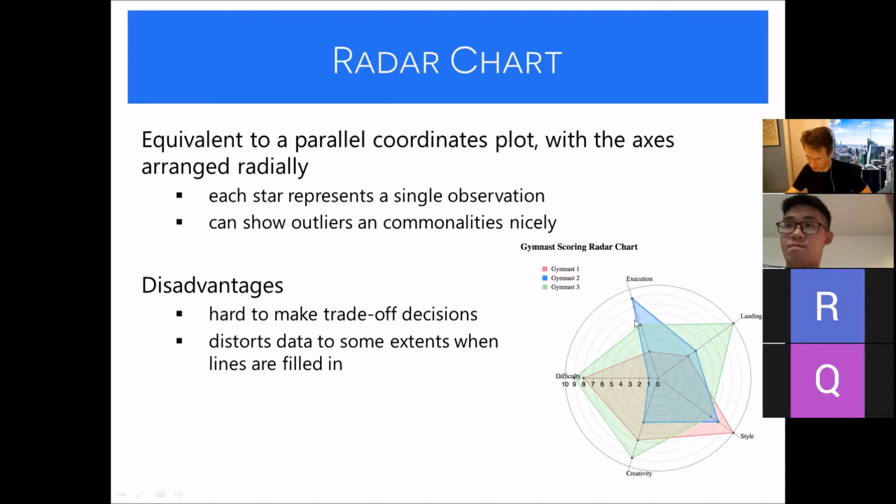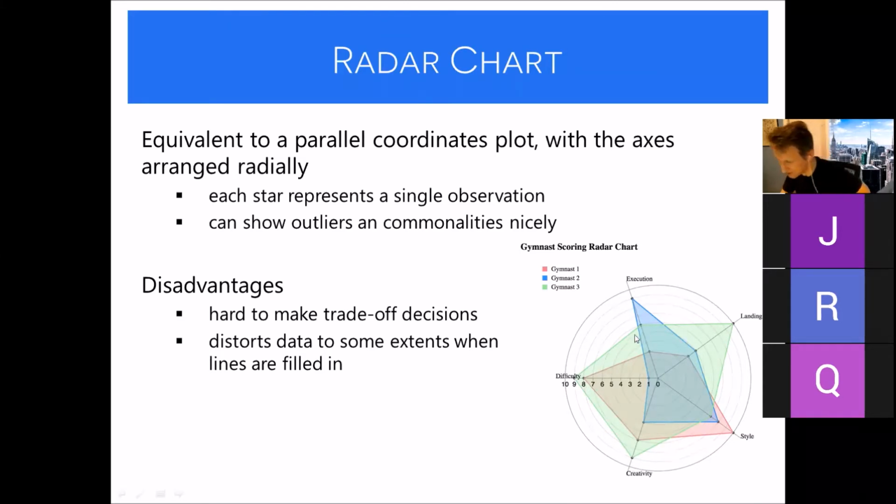This is gymnast 1. Gymnast 1 is the red one. Gymnast 2 is the blue one. Gymnast 3 is the green one. So the green one had a really good landing, and the second one had a really good execution, and the first one had a really good style. So you can really nicely compare the gymnasts. Obviously, the green gymnast was the best, right? He had a good landing and good creativity and not as good of an execution, but the difficulty was high, right? But the red one was really stylish, right? And this one had a really good execution.